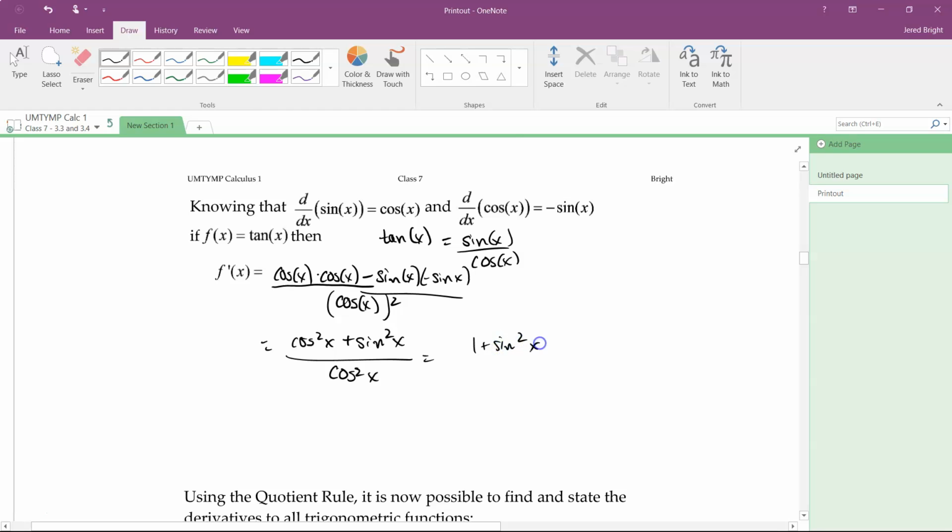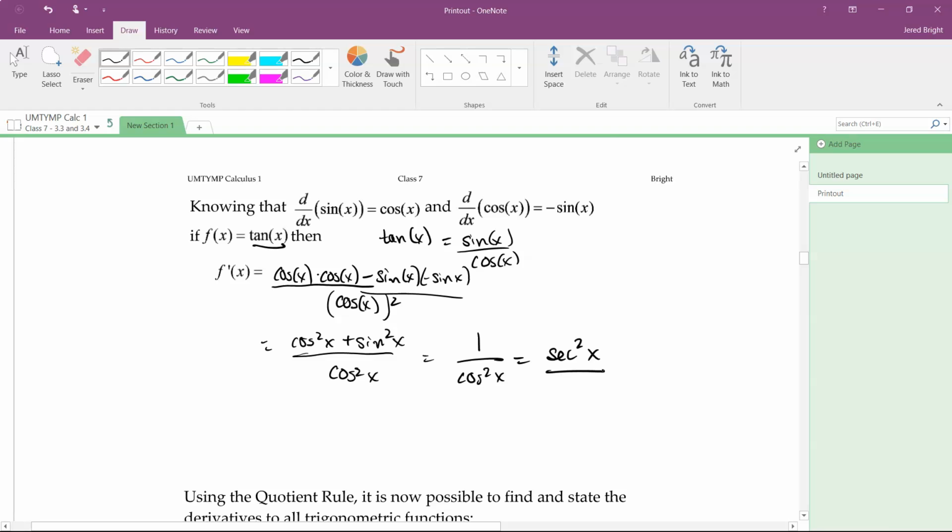squared x. That's actually what all my pre-calc students say, but you are more clever than that, and you're like, no, Professor Bright, you can't just reduce that. You have to simplify it further. Actually, the numerator is just 1, Pythagorean identity, and then you get cosine squared x. And we know 1 over cosine is the same as secant, so this is just secant squared x. So the derivative of tangent is secant squared.